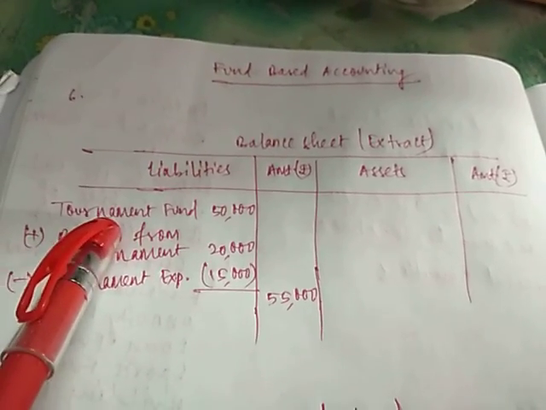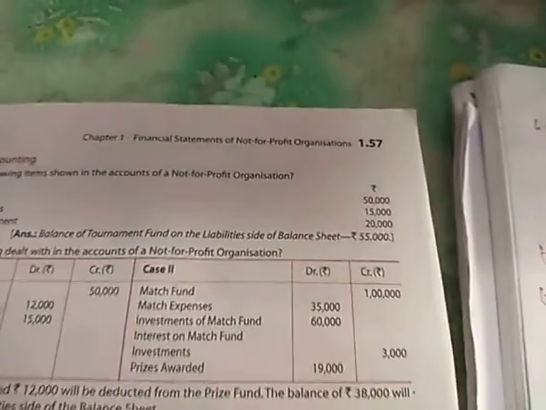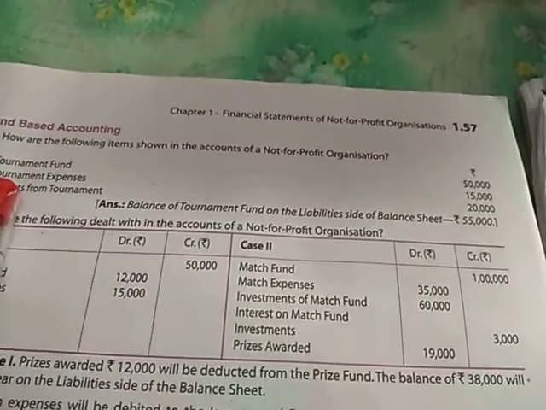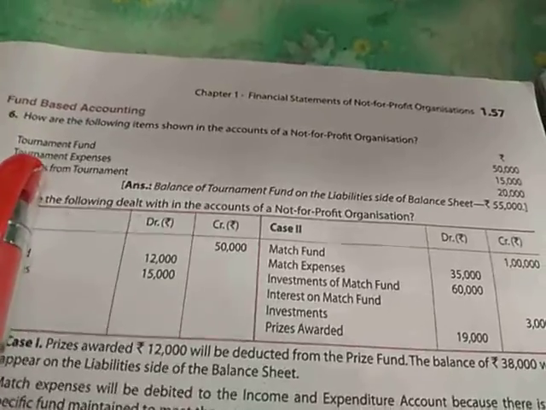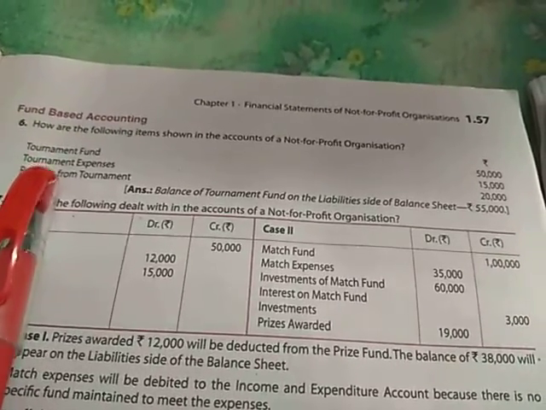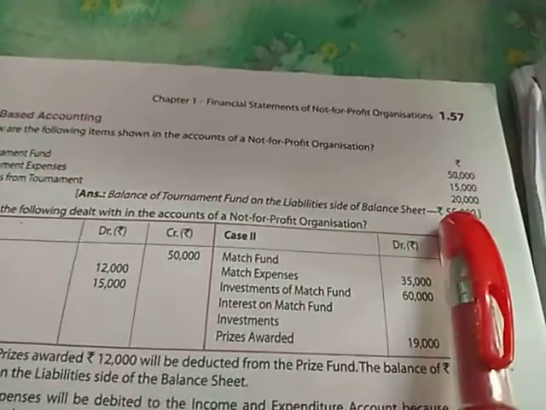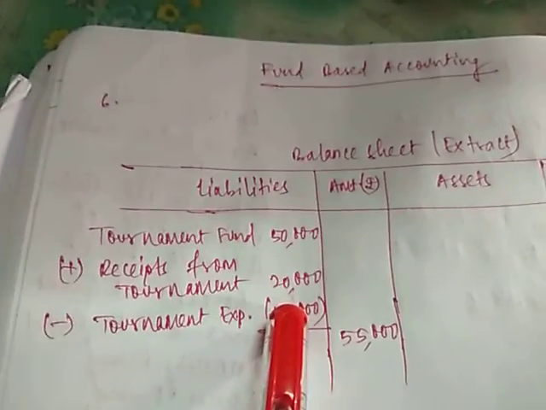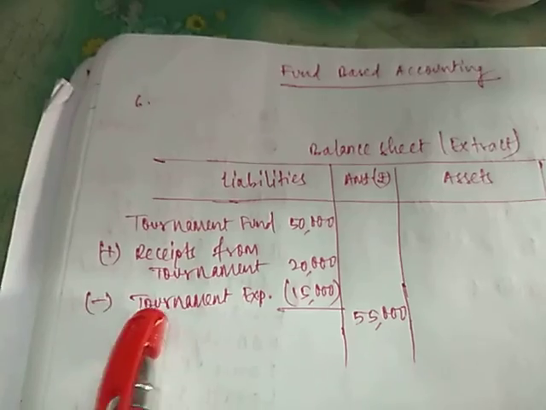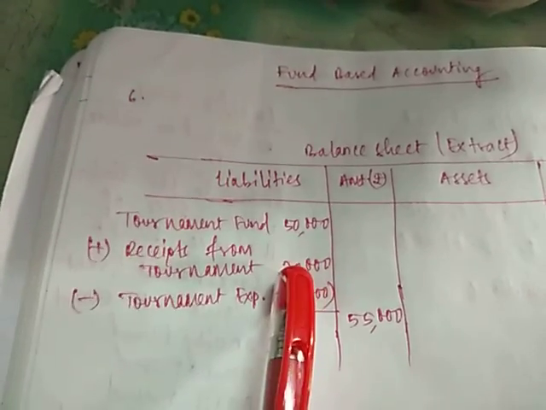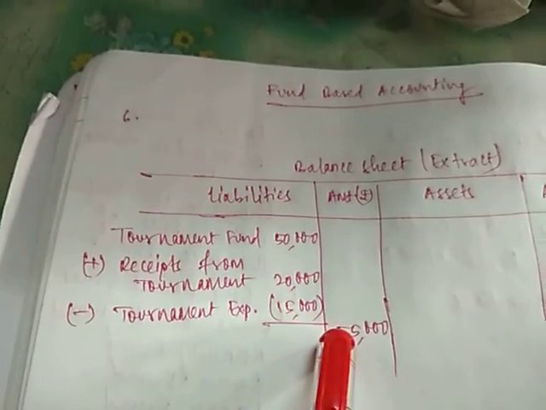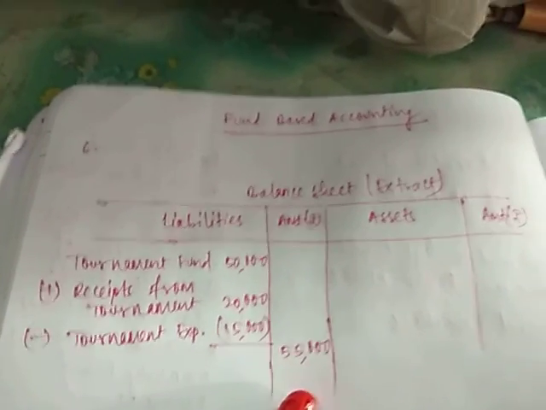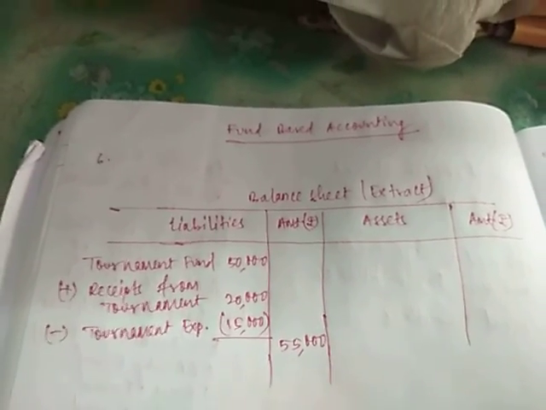So first of all I have written tournament fund 50,000. The tournament expenses 15,000 will be subtracted from the fund, and the receipts from tournament 20,000 will be added. So first I added the receipts from tournament, 20,000, and from there I subtracted the tournament expenses 15,000. So 50 plus 20 is 70, 70,000 minus 15,000 is 55,000. In this way you will show these items on the financial statement of a non-profit organization.